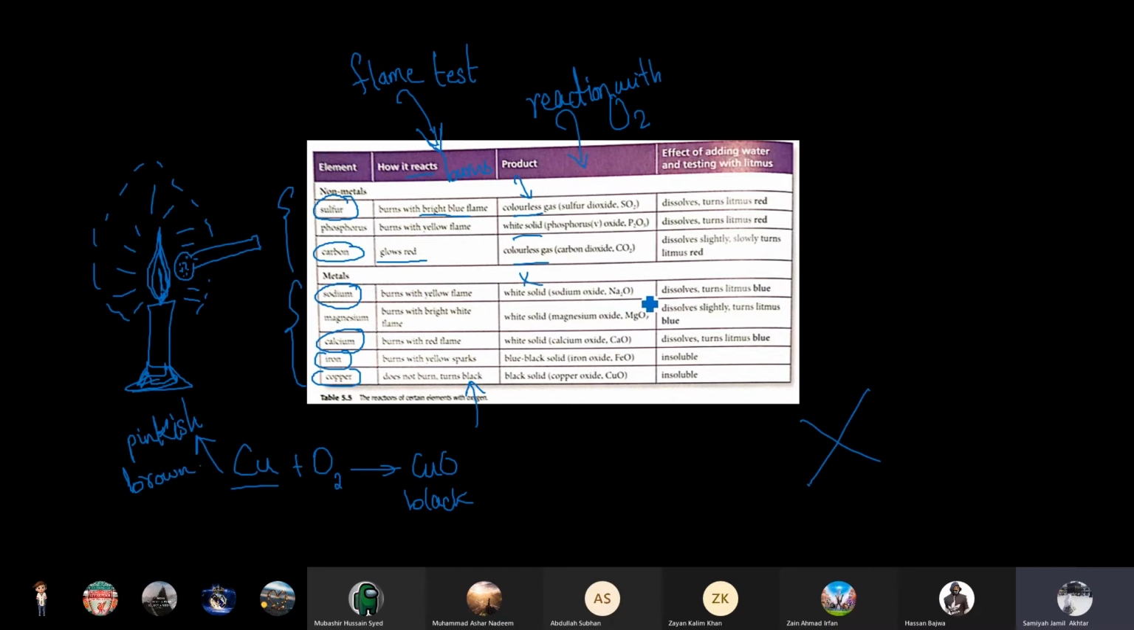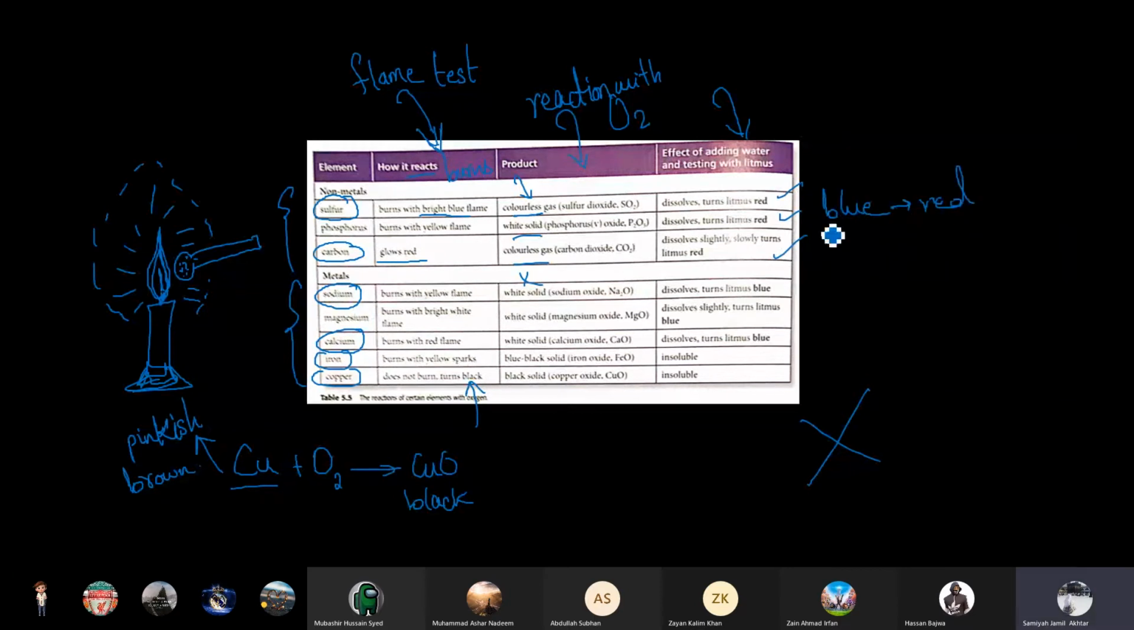Of these oxides, their formulas are important, colors are not important. For the next column, effect of adding water, means either they dissolve in water or not dissolve, and their color in the litmus paper. So for the non-metals, it's really easy. All of them dissolve in water and they turn blue litmus paper red.